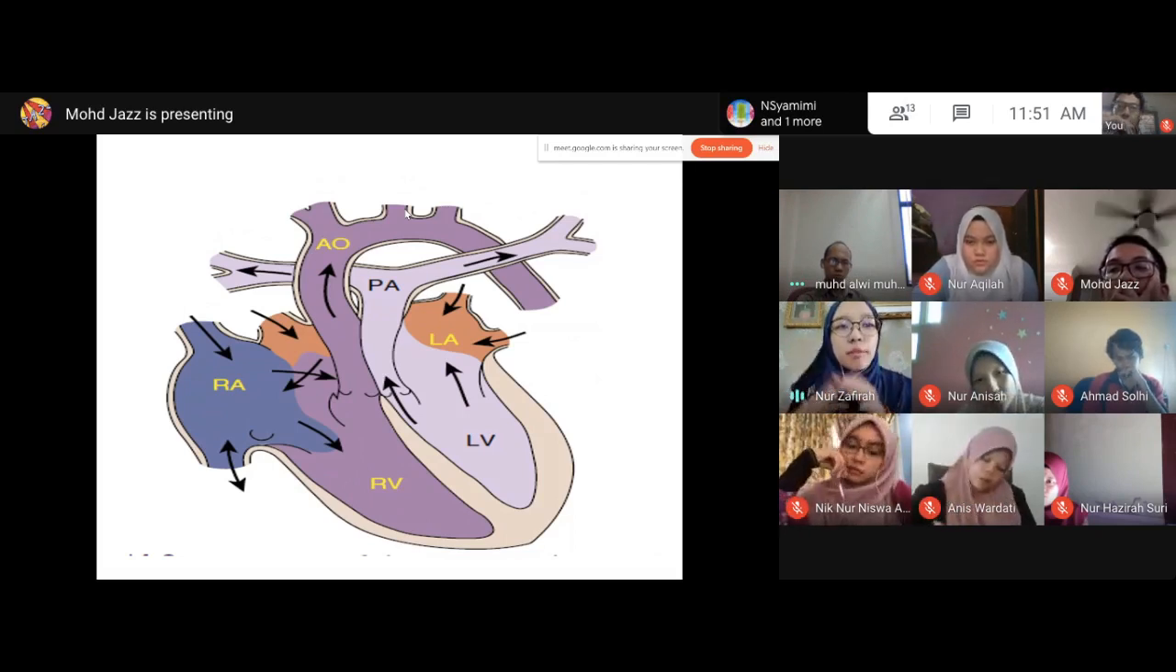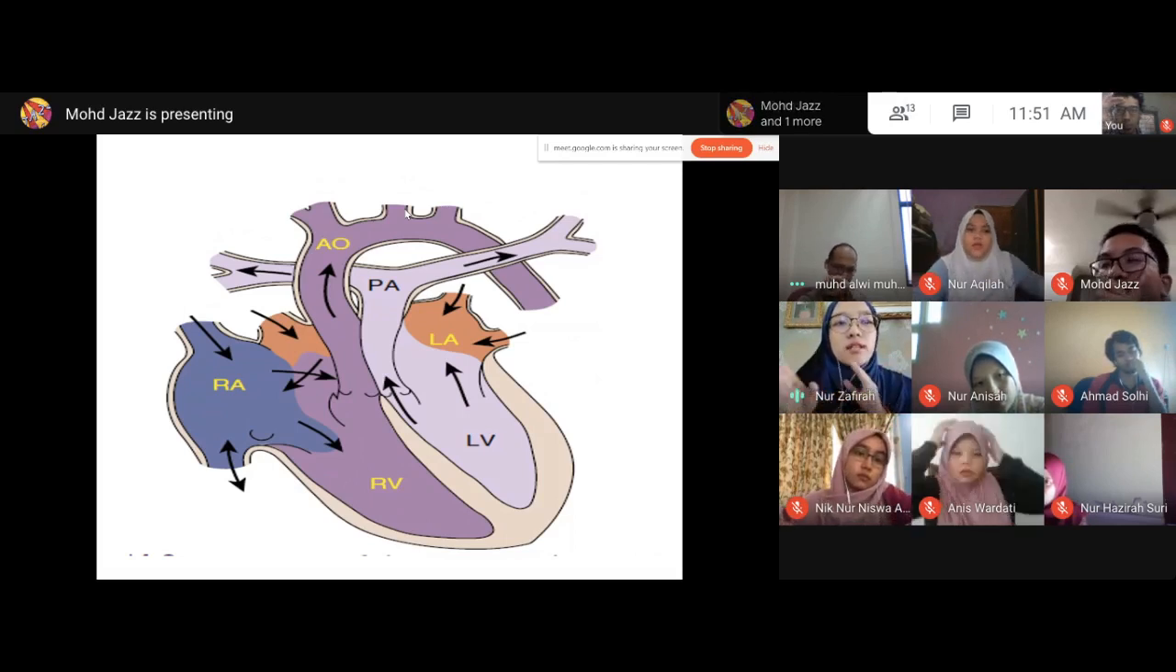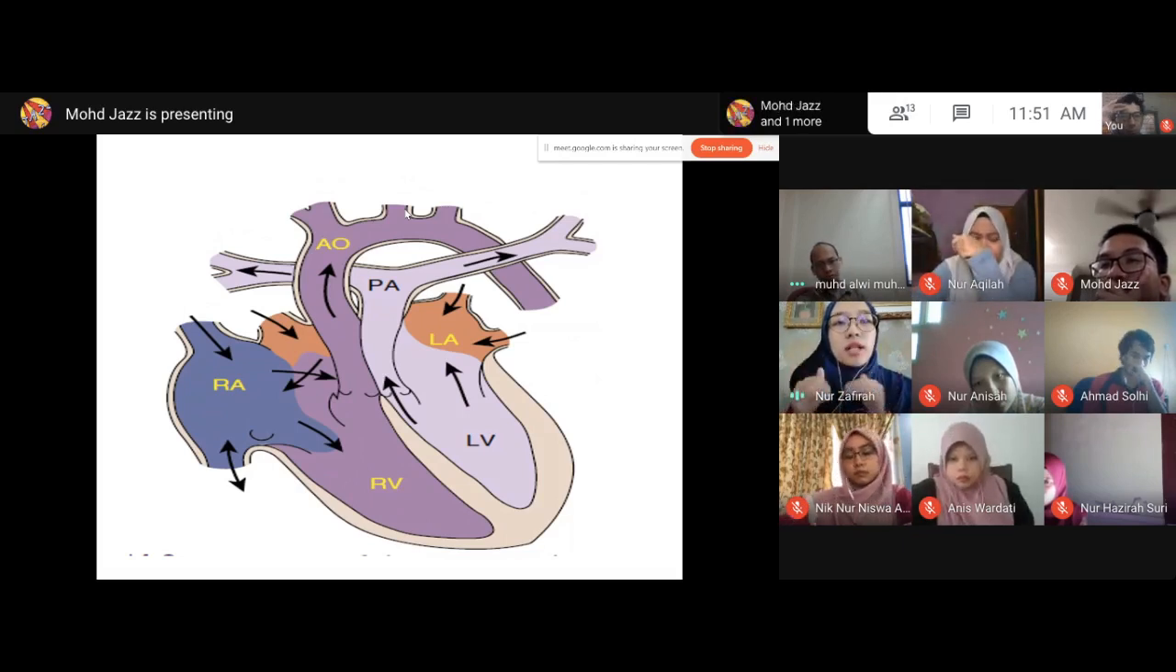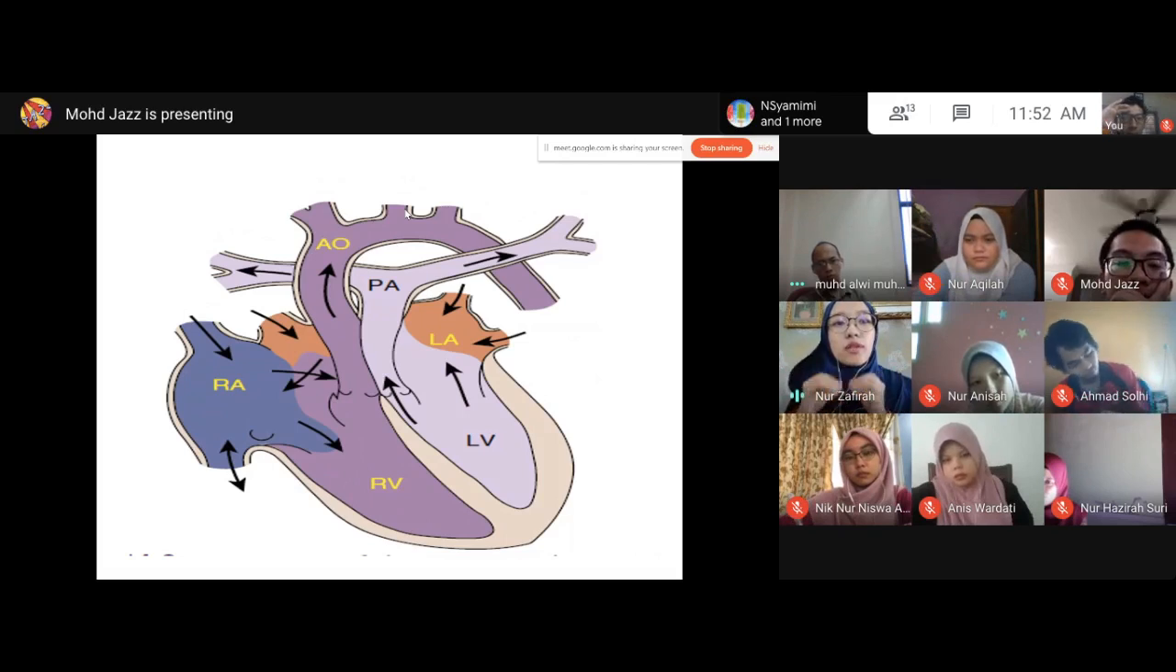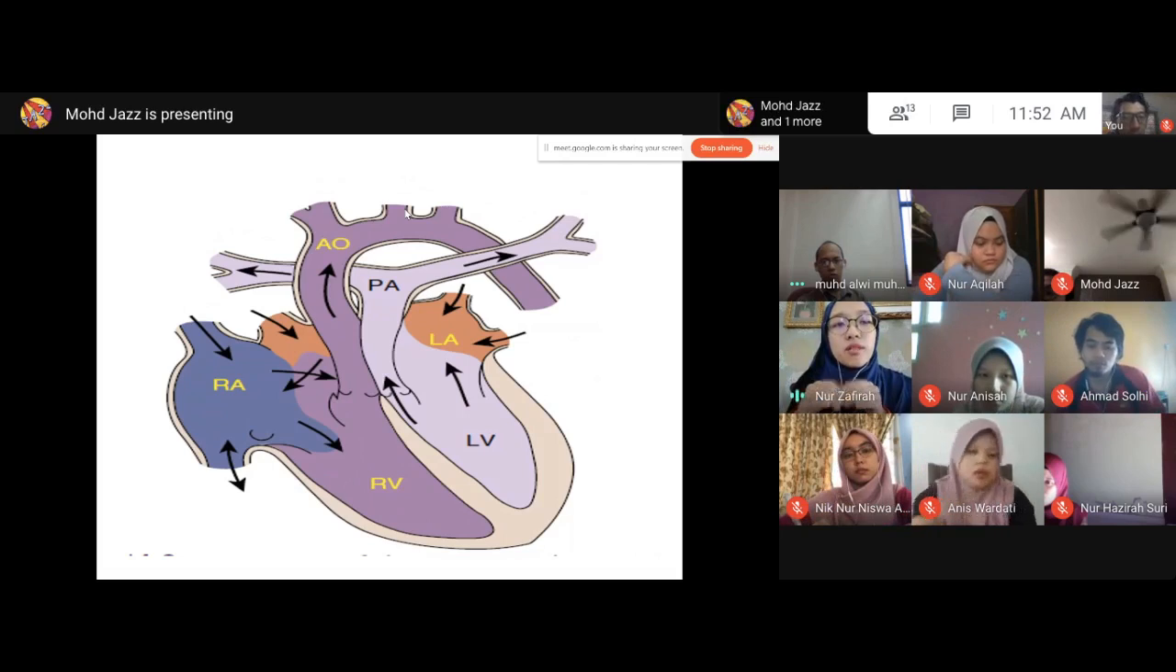Usually in a normal baby, the pulmonary artery will arise from the right ventricle, and the aorta will arise from the left ventricle. However, in this patient, we have a TGA. It is opposed, whereby the aorta arises from the right ventricle, and the pulmonary artery arises from the left ventricle. So the blood flow from the right atrium, which is deoxygenated blood, will go into the right ventricle and straight into the aorta without oxygen. Whereas the oxygenated blood from the pulmonary vein and left atrium will go back into the pulmonary artery.